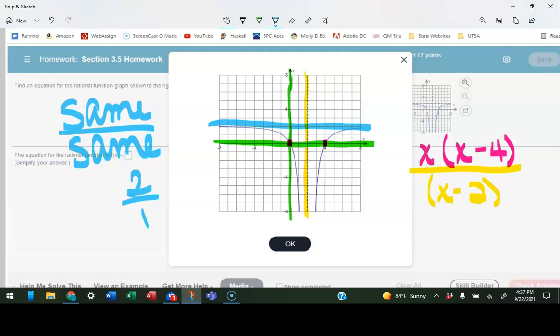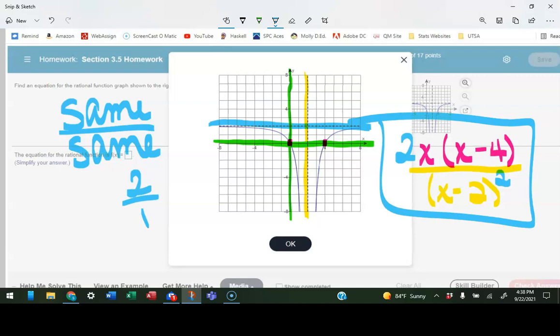So I need a same over same. Right now, this is an x squared over an x to the first. So I'm going to square him. Now it is same over same. The next thing I'm going to do is incorporate this lead coefficient. So my lead coefficient needs to be a 2 over a 1. So there I go. That's what I've got.